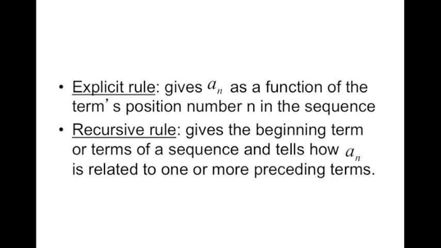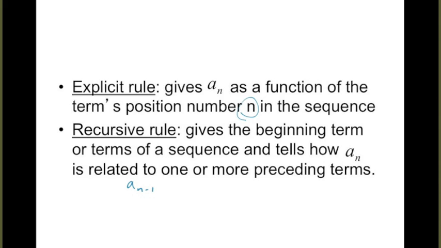So an explicit rule gives it in terms of its position in the sequence, n, as opposed to a recursive rule, which gives the starting term. So we always need where this thing begins, and then it tells how the next term is related to previous terms. The notation is a sub n minus 1 means one term ago, so like the previous term. Or a sub n minus 2 would be 2 ago, okay? That we're going kind of back 2 places in line. So we can base our rule upon the numbers that have already happened. Sometimes it's easier to write the rule this way.